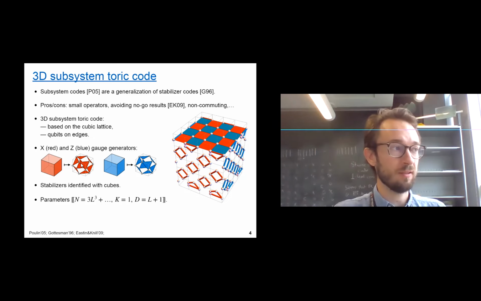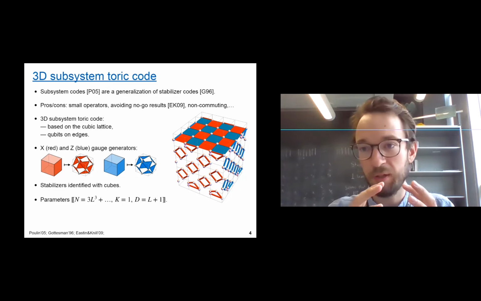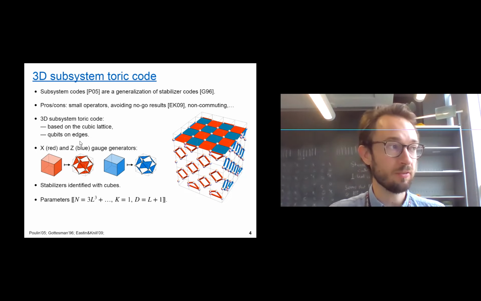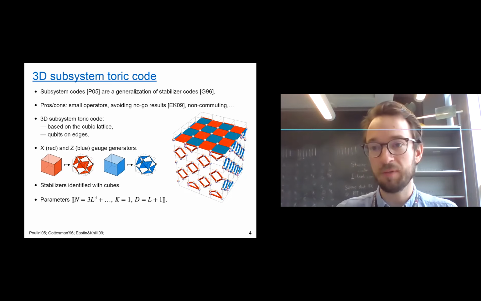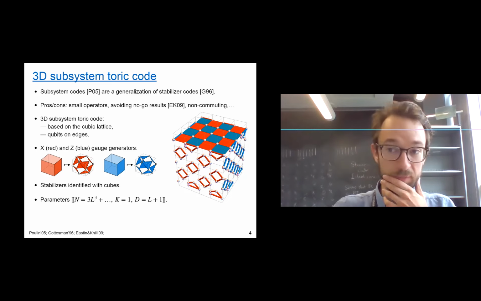So we can do that here. For example, you see, I could take this one here, this one, and this one, and the product of those 4 gauge generators would give me this weight 12 stabilizer. But I could alternatively take this one, this one, this one, and this one, and it would give me the same operator. And this is important for the single shot error correction.